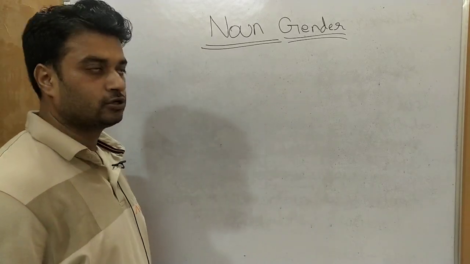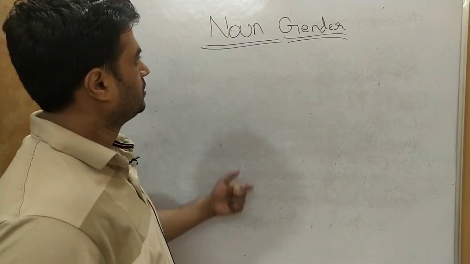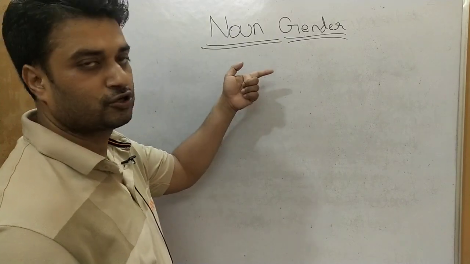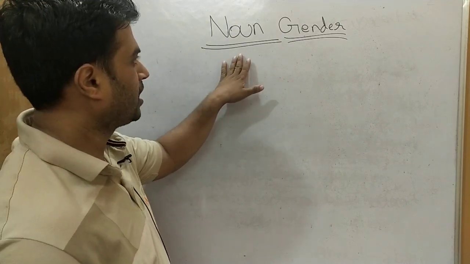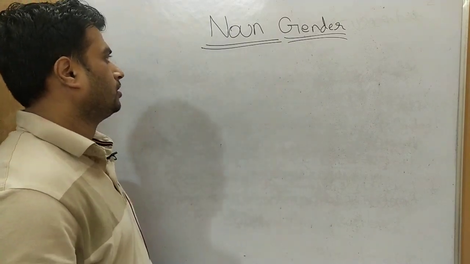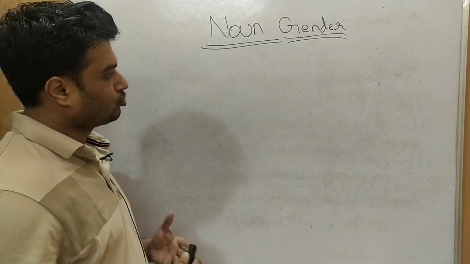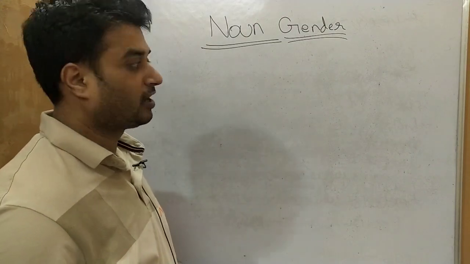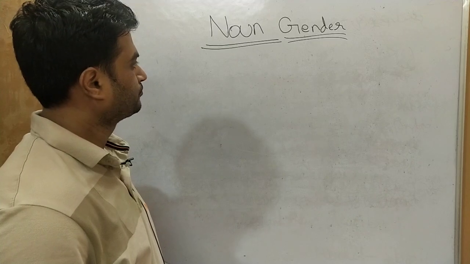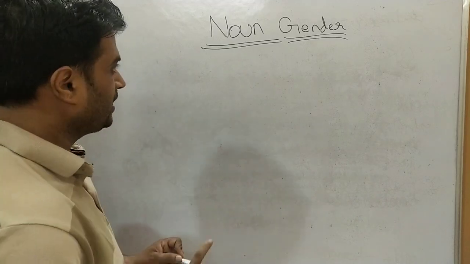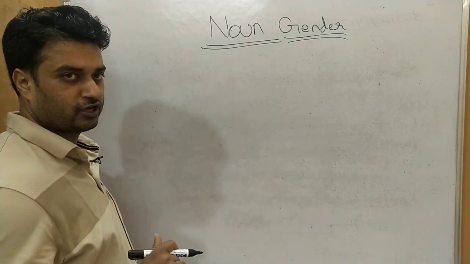Hello, welcome back. Today we are going to talk about the noun and its gender. So today's topic is the noun and its gender. We are going to talk about how many kinds of gender there are in the English language. So in the English language there are four kinds of gender.